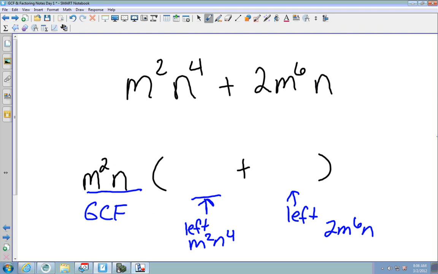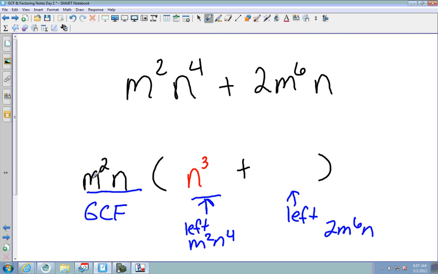Now, right here, we're going to write what is left. Okay? First off, I pulled out an m squared. That's all there is, m squared. So I've already got it. I don't worry about it. I don't write it here. Now, this says n to the fourth. I have one n here. How many n's are left? If I take one of them out of here, it's n to the third power.